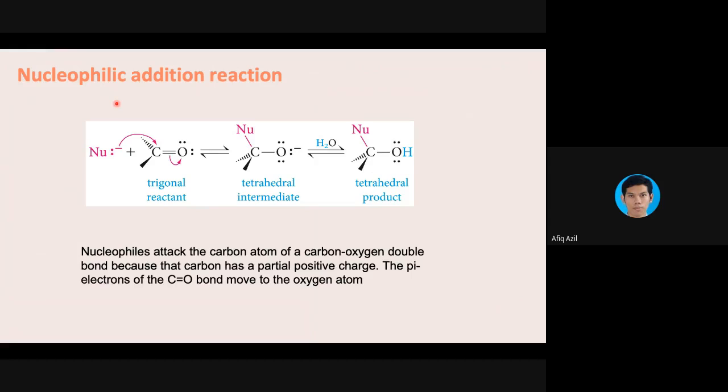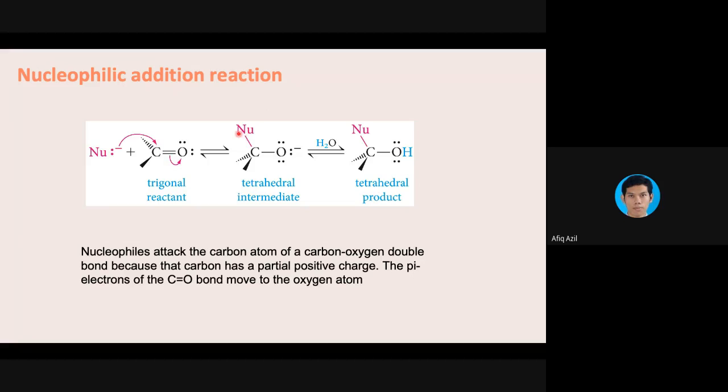So the word nucleophilic means the reaction involves a nucleophile, a very electron-rich species. The symbol is written as Nu with a double dot over it, which is the electron pair, and a dash, so this is a negative charge. It also proceeds via addition, meaning you are adding. This is a general way how a nucleophile is added to a carbonyl group.